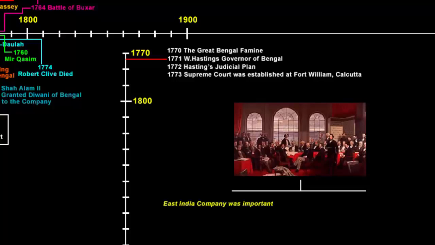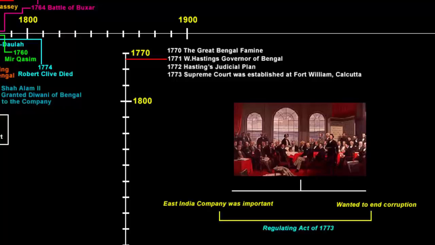On one hand, the East India Company was important to the British Empire, and on the other, it also wanted to stop the servants of the company from engaging in private trade, which they were doing for a long time. Now, in order to deal with this situation, the British Parliament came up with an act or a law for establishing certain rules and regulations for the better management of the company affairs in India. That's how the Regulating Act of 1773 was established. We'll put this date on the timeline.